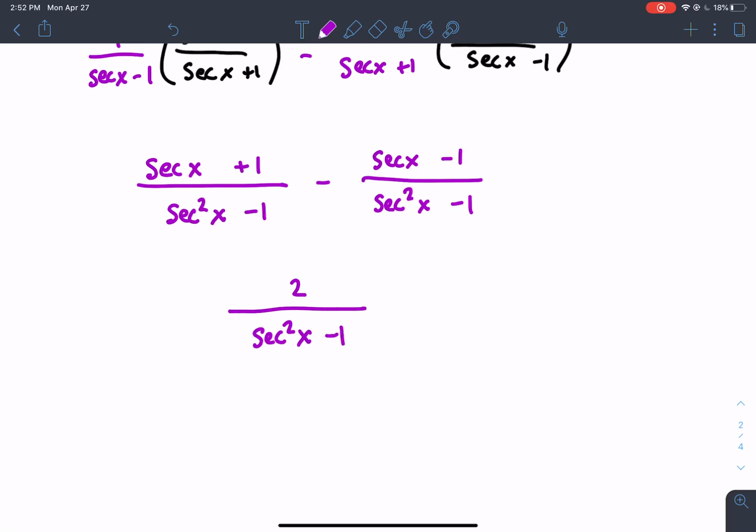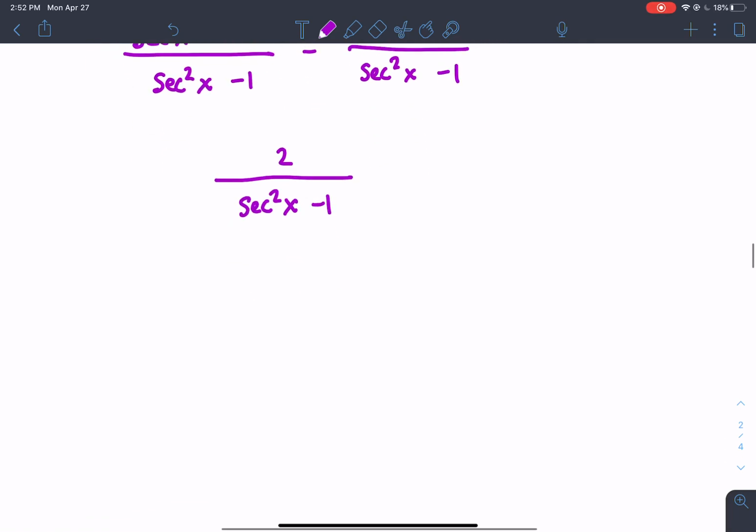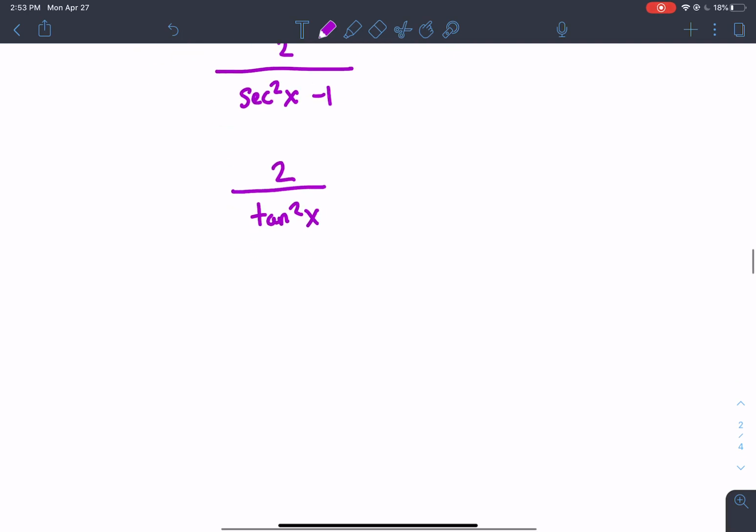Okay, now what could you change the denominator to come out to be? Well, that's a Pythagorean identity. So now you got 2 over tangent squared. 1 plus tangent squared is secant squared, so if you move the 1 over, that's how you get tangent squared. And then the reciprocal of tangent is just cotangent. So you got 2 cotangent squared.